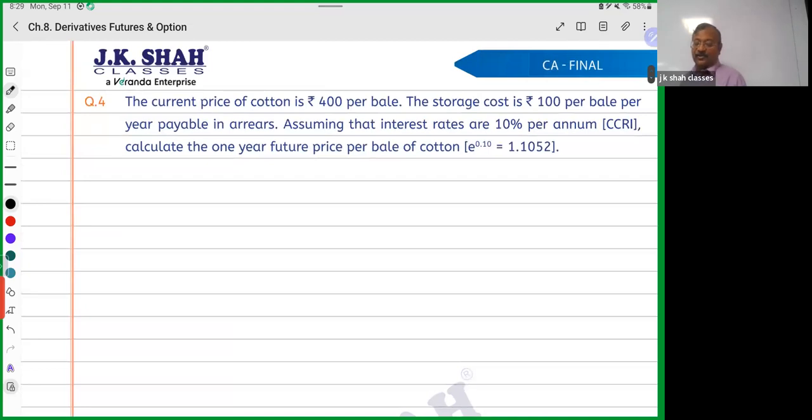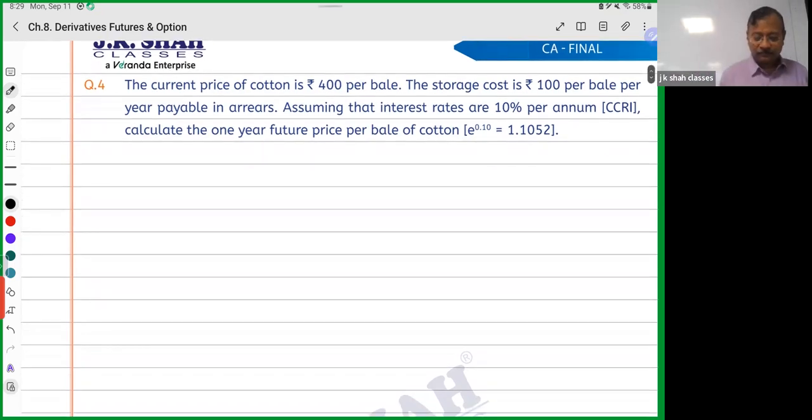The current price of cotton is 400 per bale. Okay. Bale is a bundle of cotton. The storage cost is rupees 100 per bale per year, payable in arrears. That means storage cost pay, there'll be no interest, right? Assuming that interest rates are 10% per annum CCRI, calculate the 1-year future price per bale of cotton.